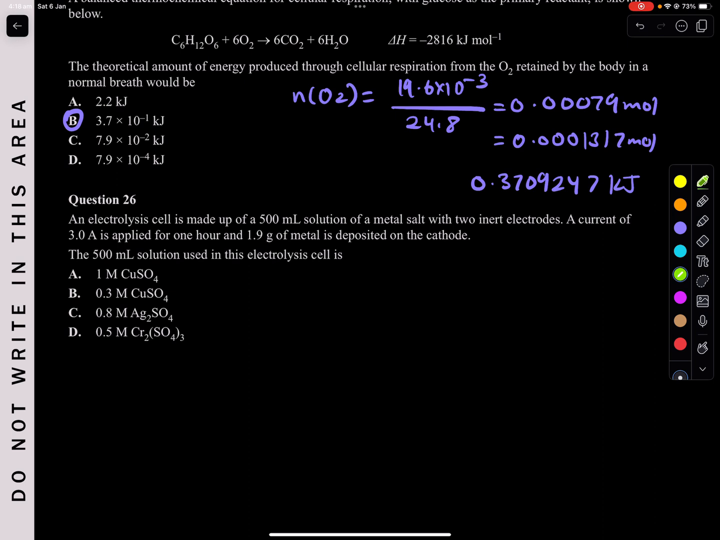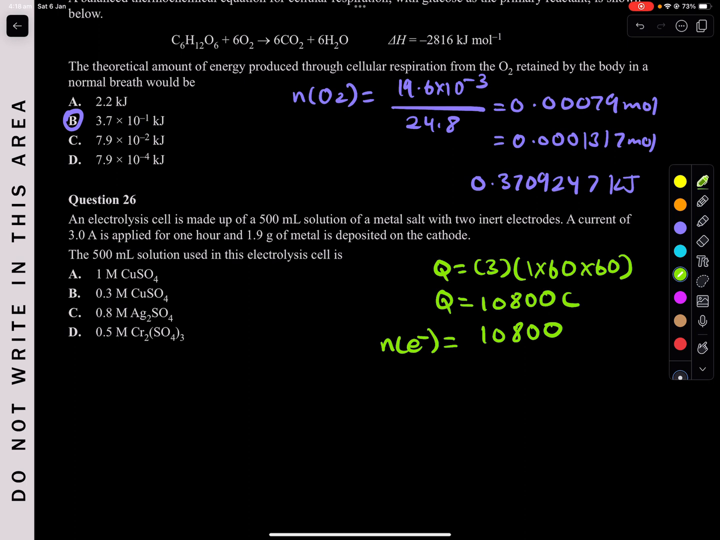First, I'm going to find the charge. Charge is current times time. In this case, current is 3, and the time we need in seconds, so 1 hour is 1 times 60 for minutes, times 60 again to get seconds. So the charge is 3 times 60 times 60, that's 10800 coulombs.